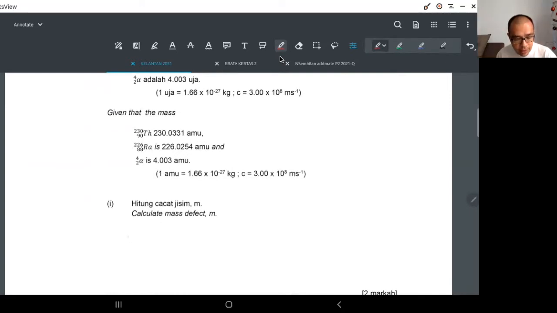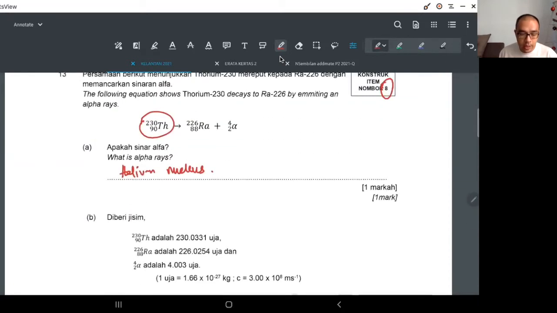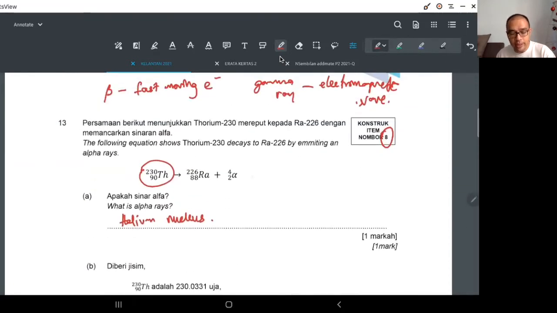Okay, so the mass defect, it will be 230.0331 equals thorium on the left side, and radium is 226.0254 plus 4.003 plus the mass defect. Because in this equation, what it is not telling you is that there is also energy, atomic energy or nuclear energy. The energy that is produced in a radioactive decay, or any radioactive process, is because of the mass defect.